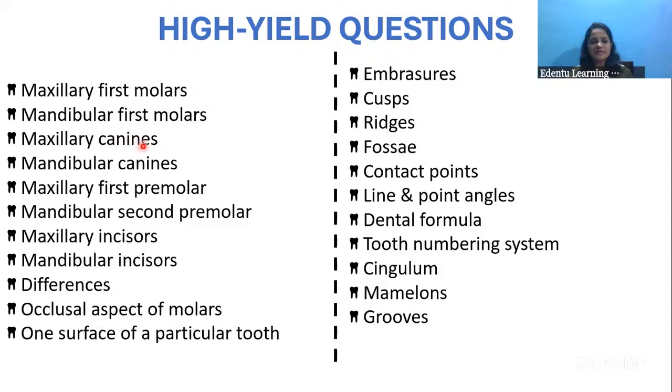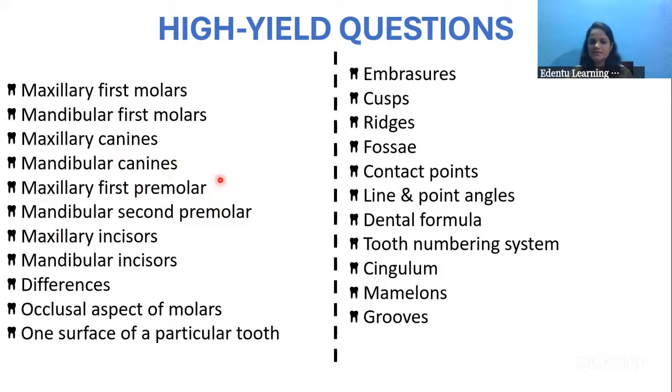Then next is the maxillary canines. Maxillary canines and mandibular canines, another frequently asked question, and their difference also. What is the difference between the maxillary and mandibular canines? Also very important. Again, here also chronology is very important. You should know when the eruption, the first evidence of calcification, and the enamel completion take place. You should be really aware of it.